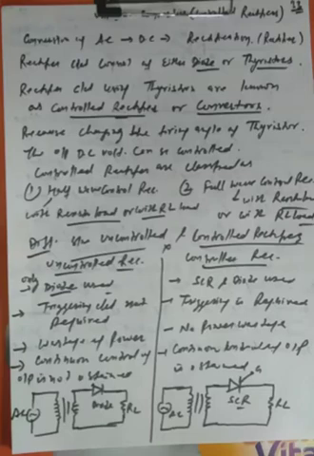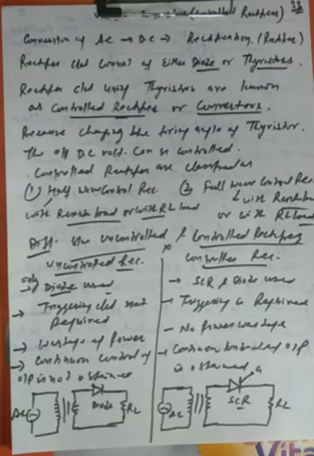Good morning students, today's topic is converters or controlled rectifiers. Converters are used to convert the AC input signal into the DC output signal. This is known as a rectifier or converter.